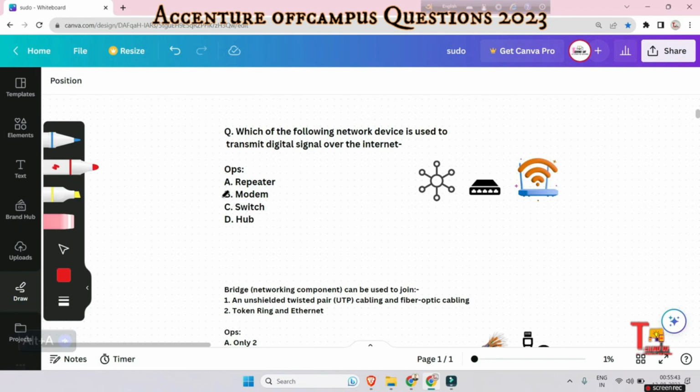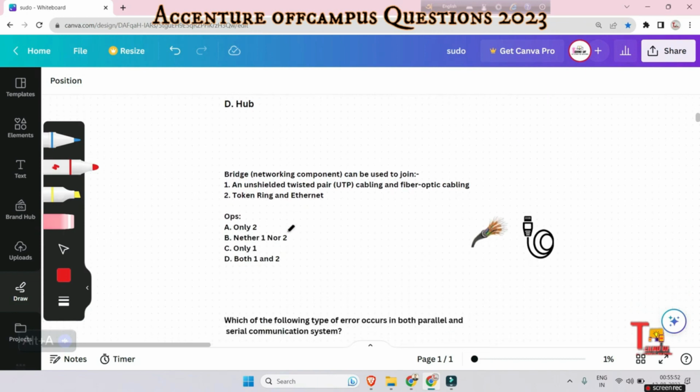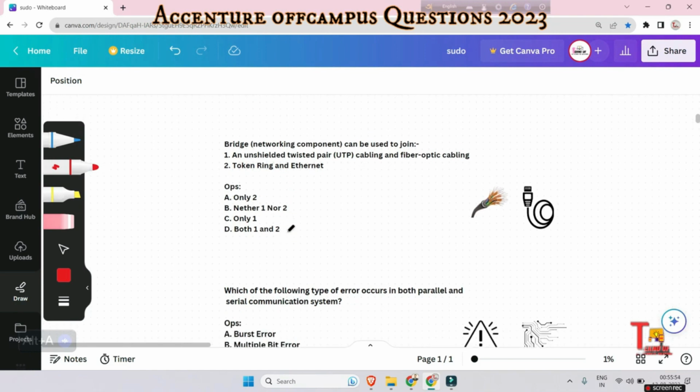So I hope you have got the answer, right? The right answer is modem. So let's go to the next question. After 8 or 9 questions, you will have two quiz questions. Please participate in the quiz and give me the answer, right?